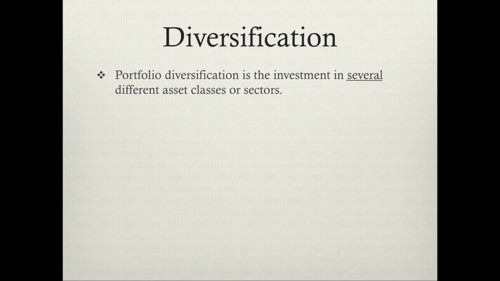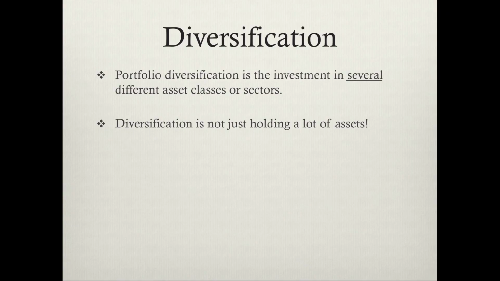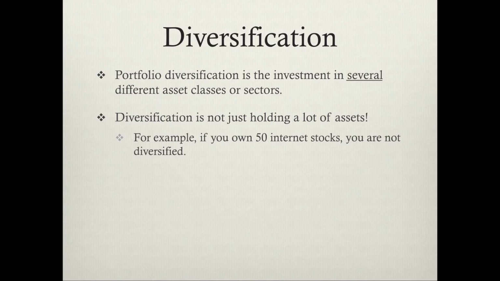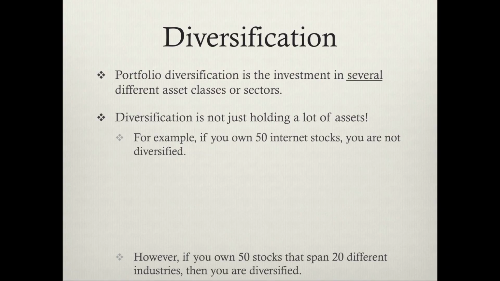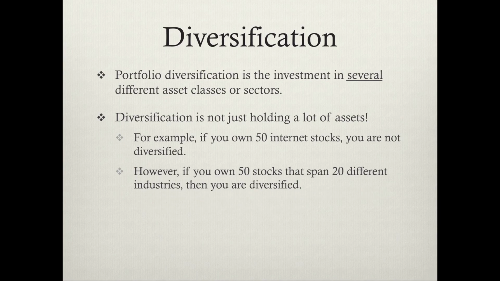Portfolio diversification is the investment in several different asset classes or sectors. Diversification is not just holding a lot of assets. For example, if you own 50 internet stocks, you are not diversified. This goes back to what you've probably heard in the past: don't put all your eggs in one basket. Diversification is investing in multiple different asset classes or sectors. For example, if you own 50 stocks that span 20 different industries, then you could say that your portfolio is diversified. Why is it important to have a diversified portfolio invested in multiple asset classes or sectors?